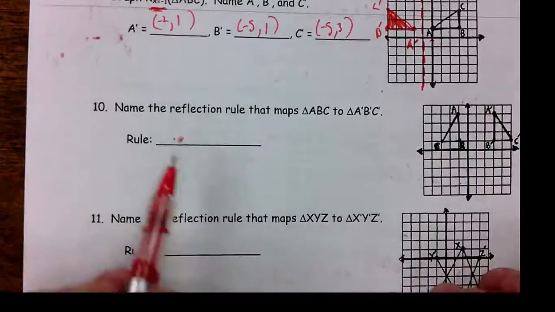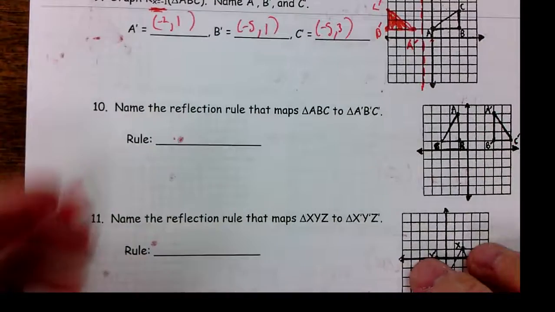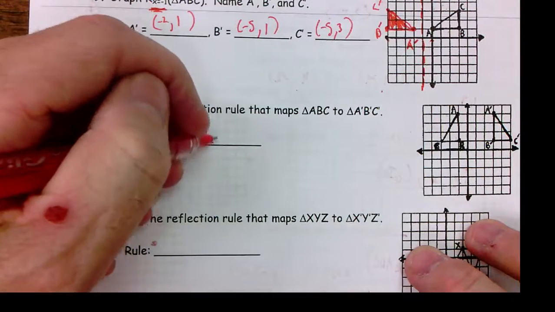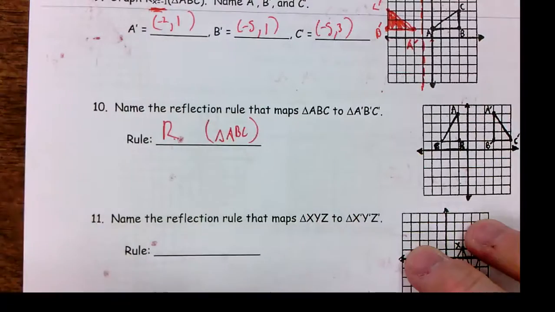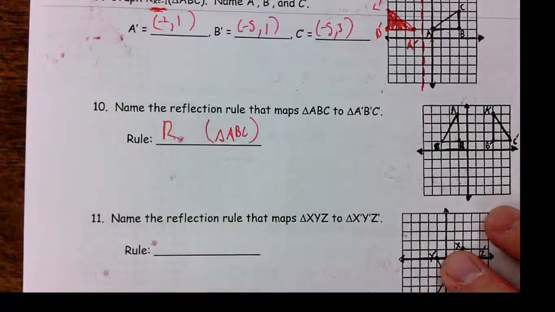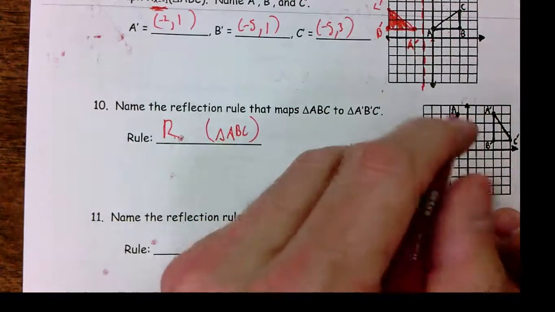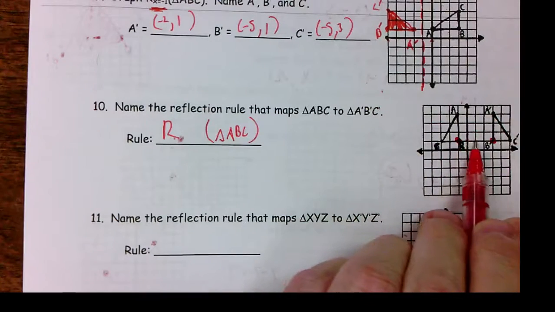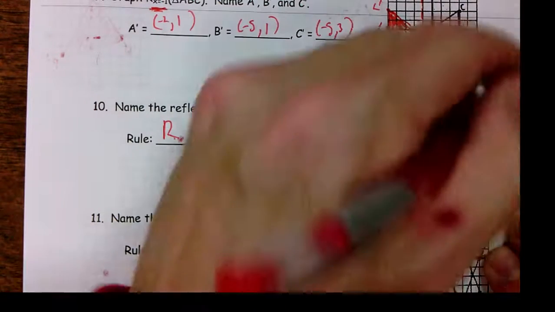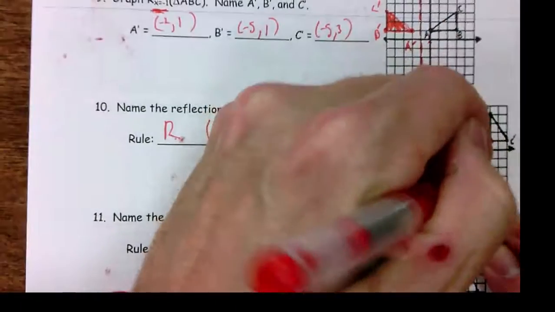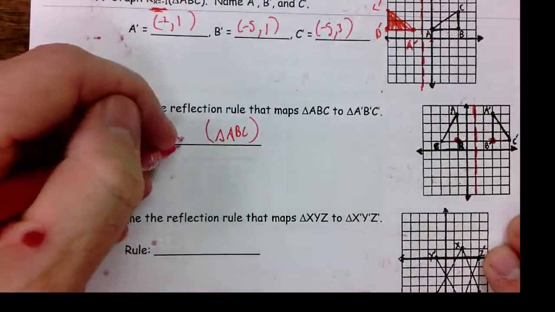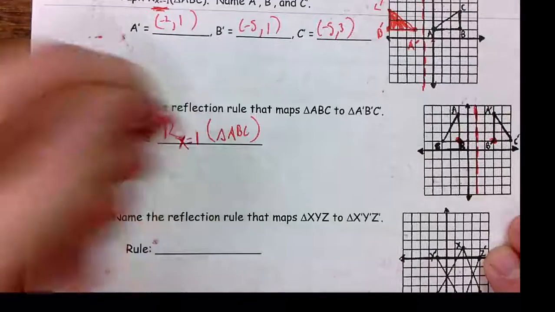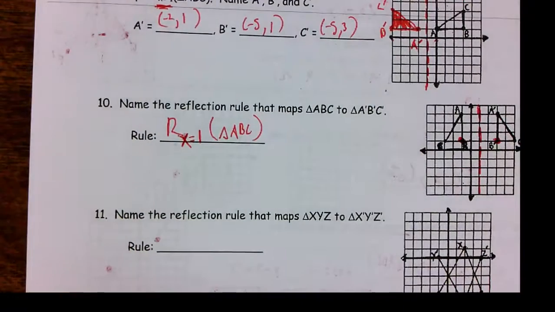Number 10, name the reflection rule. So since it's a reflection, I'm going to have a capital R, and I'm going to be reflecting triangle ABC. I just need the line. And let's see, the line would be here between B and B prime. That's 4 spots, so I'll go 2 spots. And this would be my line. That is going to be the line x equals, and it's 1, right? X equals 1, since it's a vertical line.